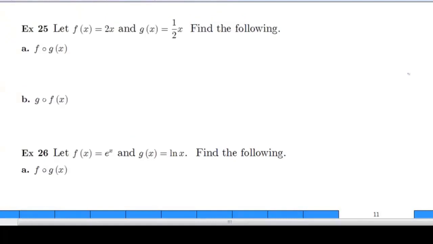This next example, we have the function f of x is 2x and g of x is 1/2 x. So I want you to pause the video here, try this example, and then resume it to check your answer.